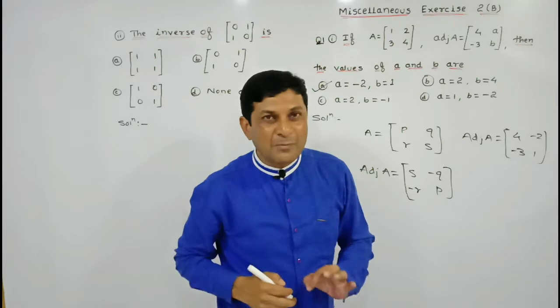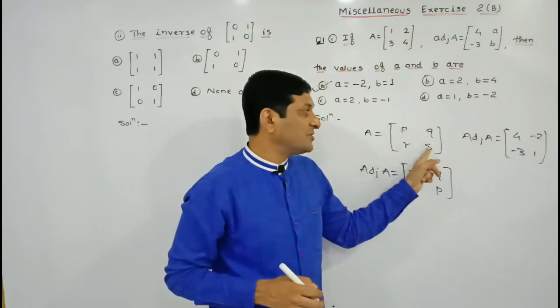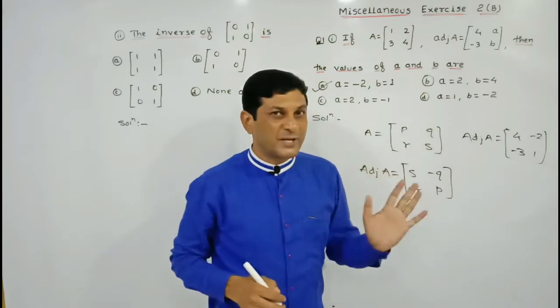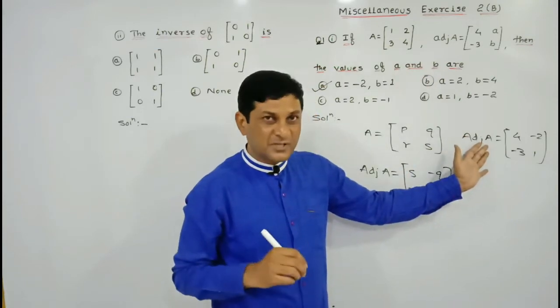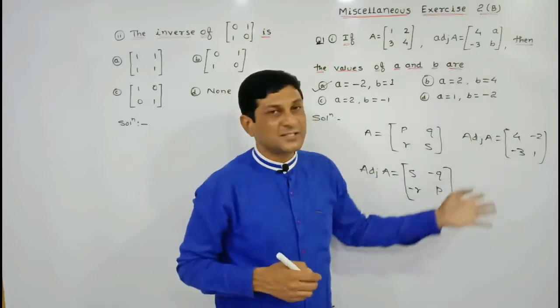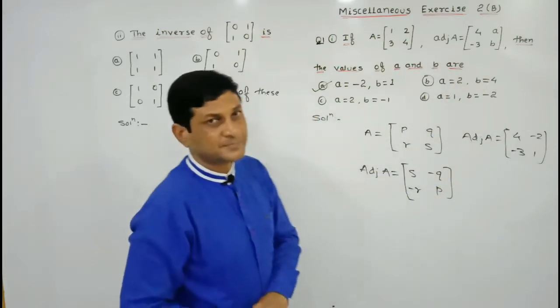So I hope the idea about how to apply this shortcut method is very clear to you. Only interchange these two elements and change the sign of these two elements to find out the adjoint of a matrix. Here the matrix is given, we have seen how to find out its adjoint using this shortcut method, and then, comparing these two matrices, we have got our required two unknown values.